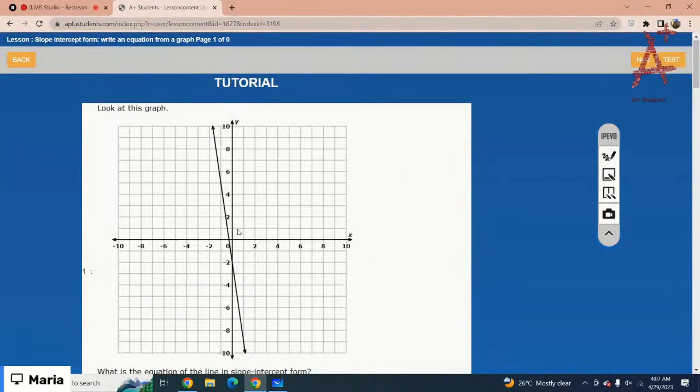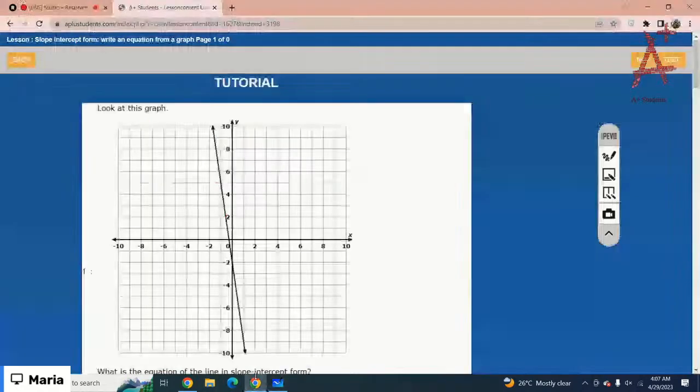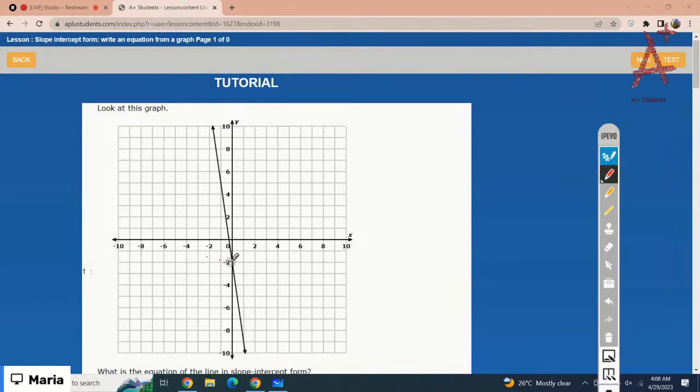So the graph is touching the y-axis at -2. Got it? That means b equals -2. Now just look at the slope. Just find any 2 points on the graph and find the slope. Okay, this is the point and this is the point. Let's calculate the slope.